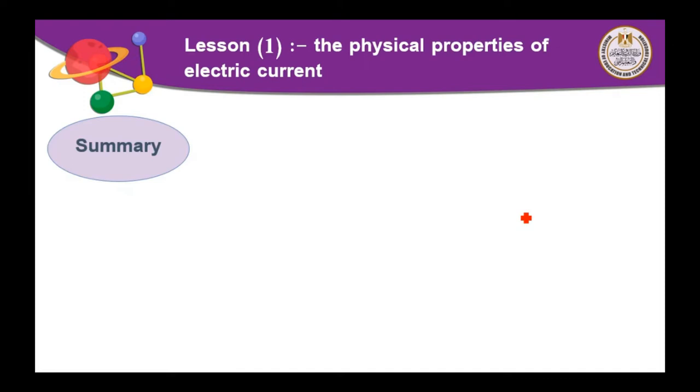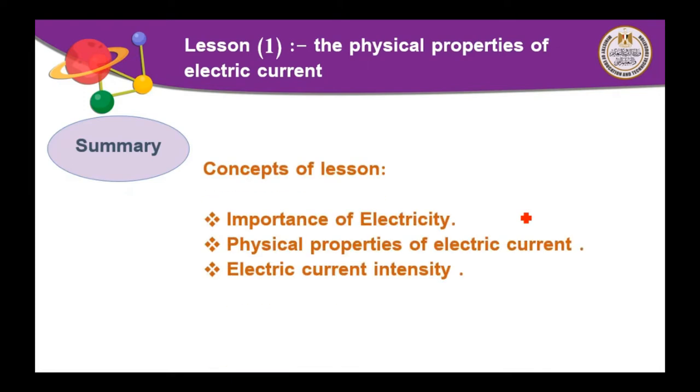We talked now about some points. One of them, we talked about the importance of electricity. Number 2, we talked about the physical properties of electric current. The last one, we talked about electric current intensity. In this part, we talked about the first physical quantity, which is called the electric current intensity. In the next part of this lesson, we talk about potential difference, and the last one, electric resistance.